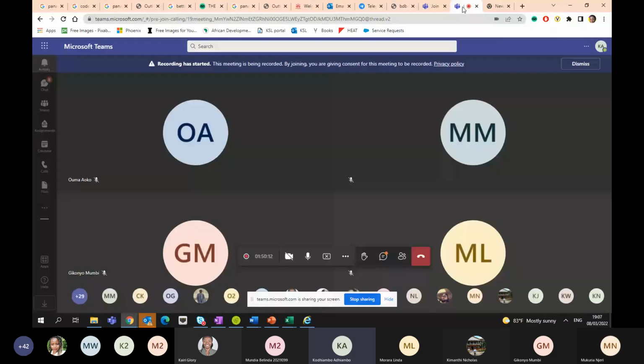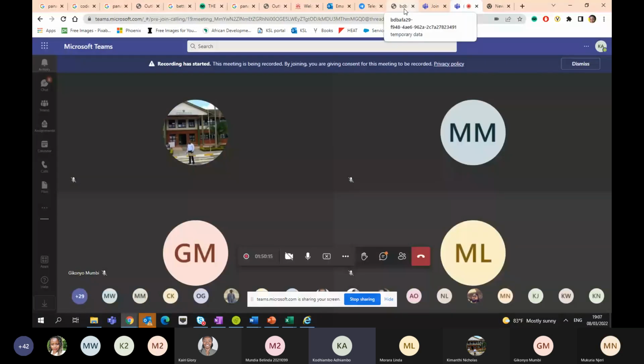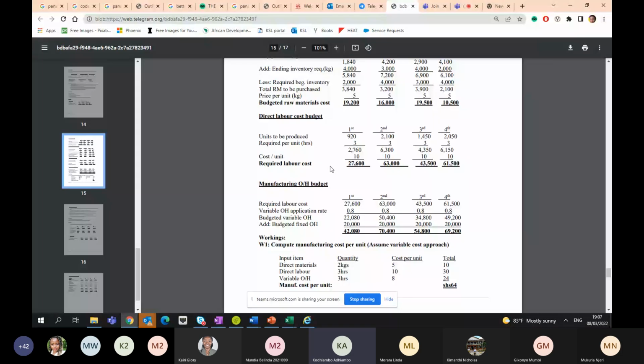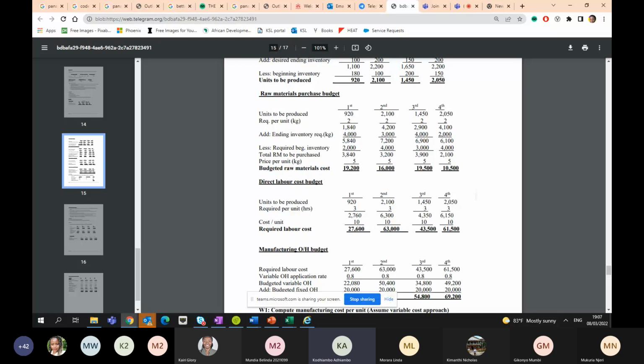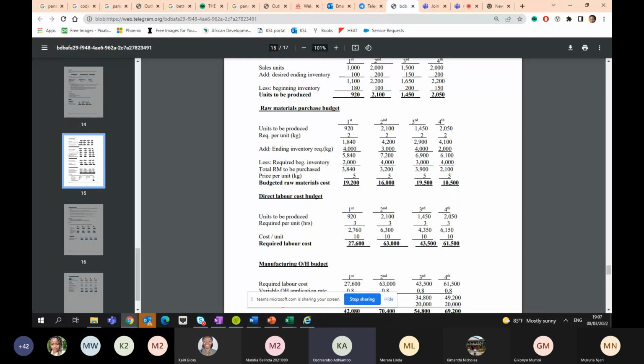Okay, so we'll move to labor. Labor is the same thing. You need to figure out the units to be produced, which you already have from our previous calculations, and we know that we need 3 hours per unit, and we know that the cost of labor is 10. So you just do it systematically. Units to be produced, number of hours per unit times cost per unit, which brings us here.